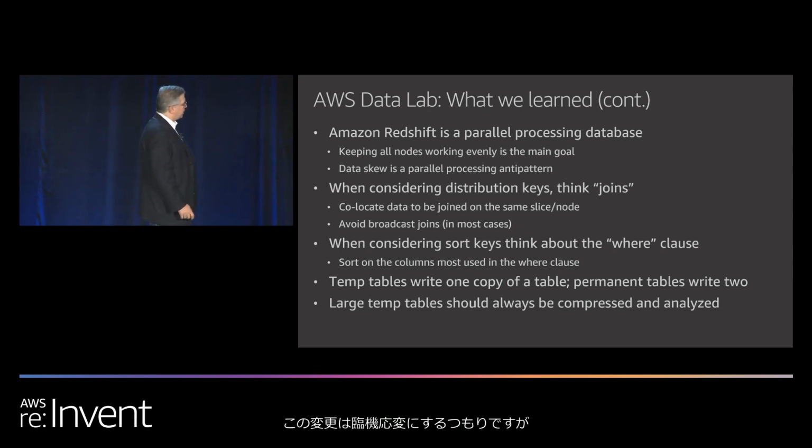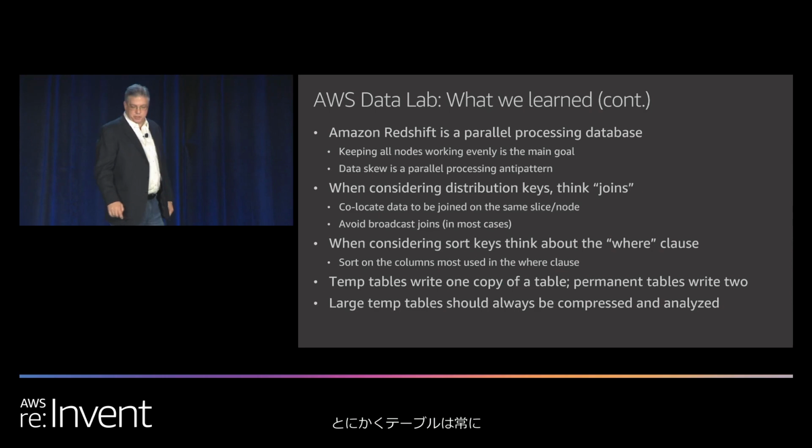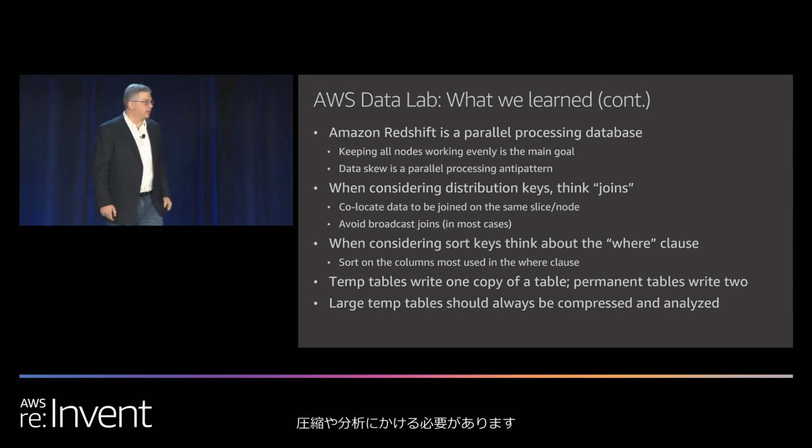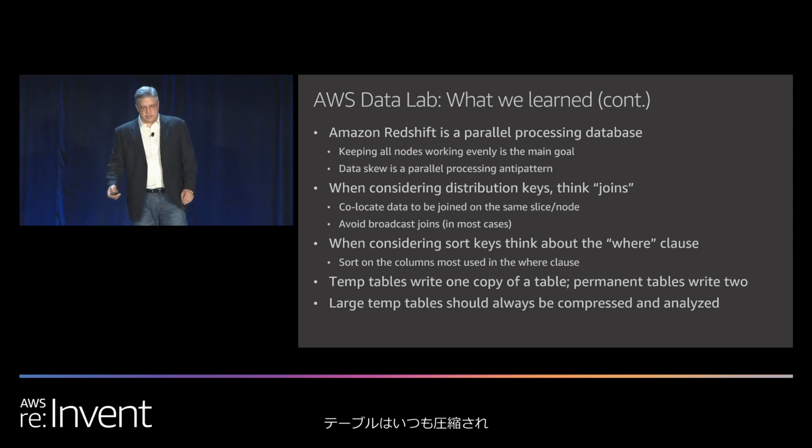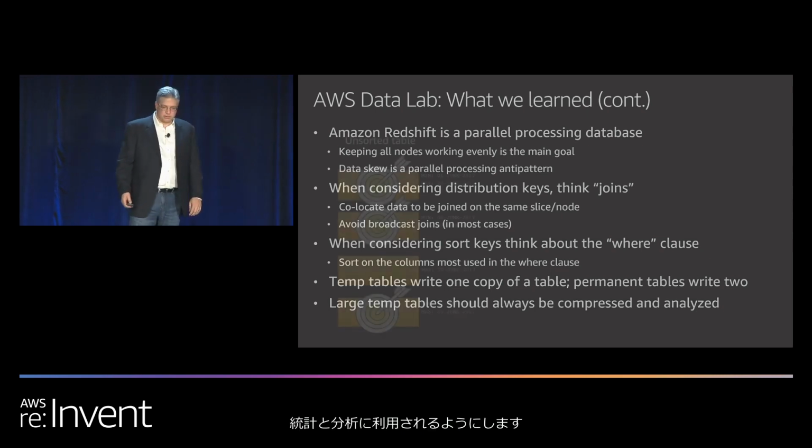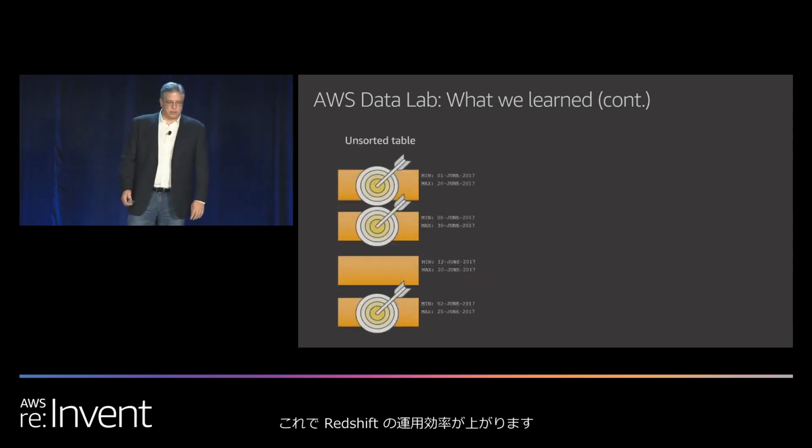I'm going to change this on the fly and just say tables should always be compressed and analyzed. There's no reason to even think about it. Always compress it, always run statistics and analysis against those tables. It makes Redshift run better.